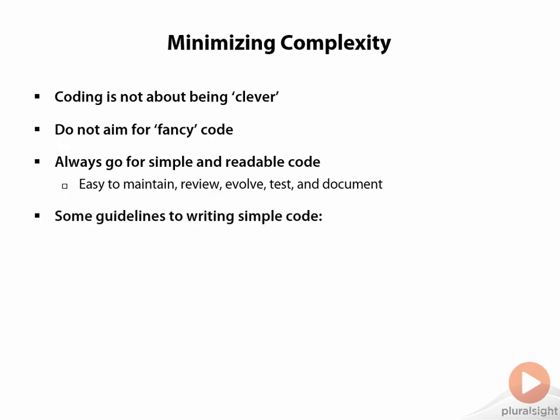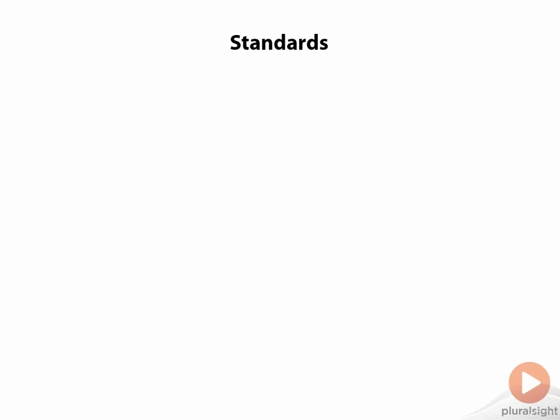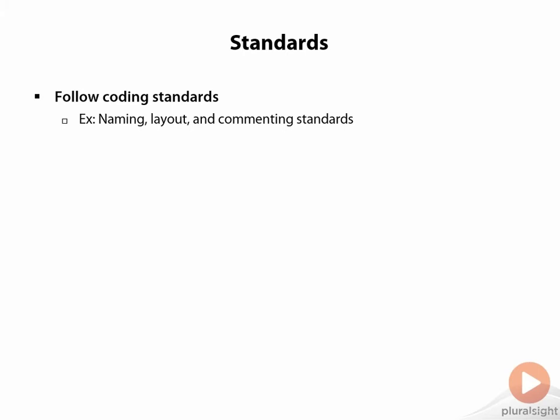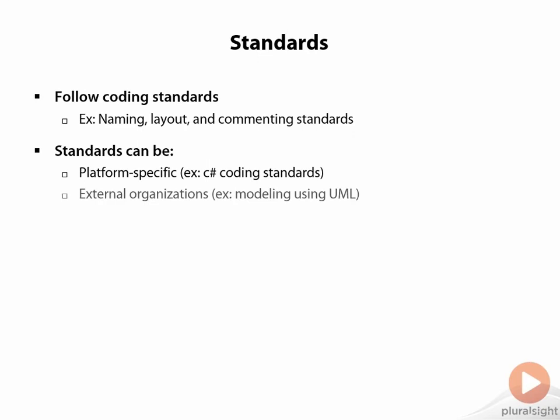There are various guidelines to writing simple code, such as following standards and design best practices. Code is simplified by making use of coding standards, such as naming, layout, and commenting conventions. There are various sources for standards. They can be adopted from specific platforms, or from external organizations, or can be built internally to meet specific needs.